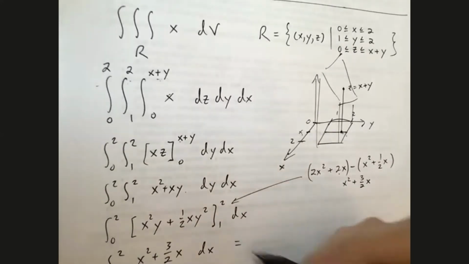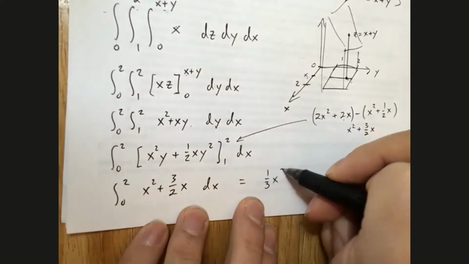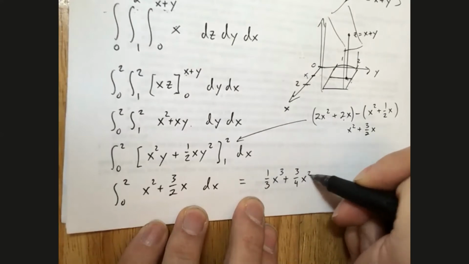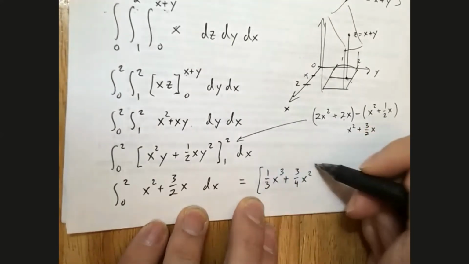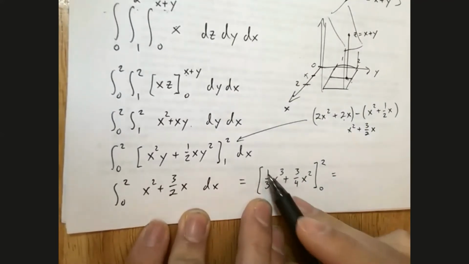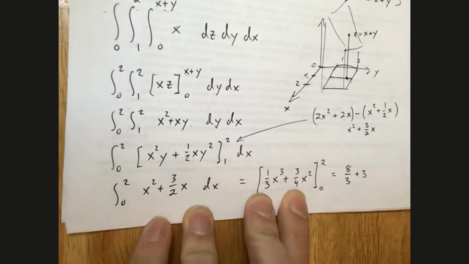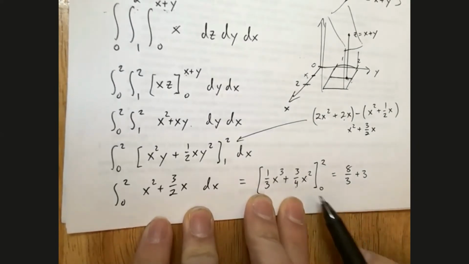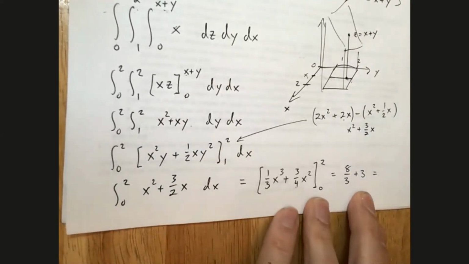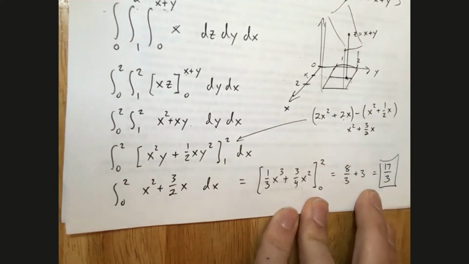All right, and then I do the antiderivative of this with respect to x. So that is 1/3 x cubed plus 3/4 x squared, right? That looks right. 0 to 2. So when I plug in 2, I get 8/3 plus 3, right? Because the 4's cancel here. And then subtract the 0, which is nothing. So it looks like it's 8/3 plus 9/3, which is 17/3, right?